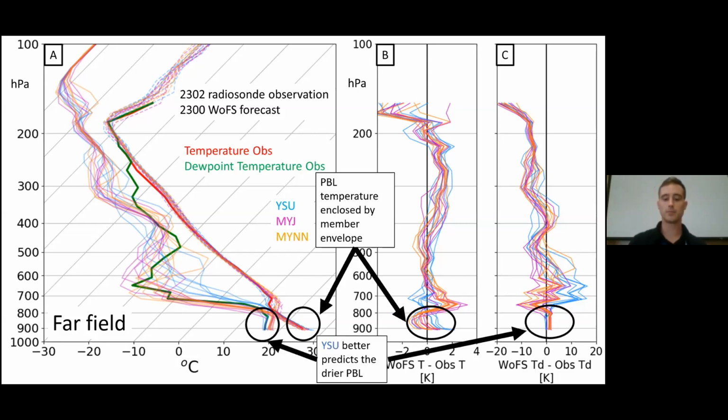The YSU scheme better predicts a drier planetary boundary layer, which is a bit anticipated based off of it being a non-local scheme with more aggressive mixing. And we can see here in this case that the drier YSU scheme was closer to the real observation. Another thing to point out here is that the YSU scheme predicts a weaker inversion layer that was more representative of the true environment. The non-local schemes, the MYJ and the MYNN scheme, predicted a stronger inversion layer than what was observed.